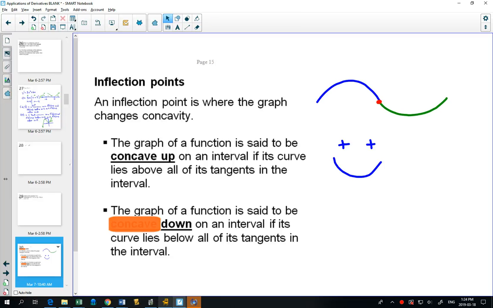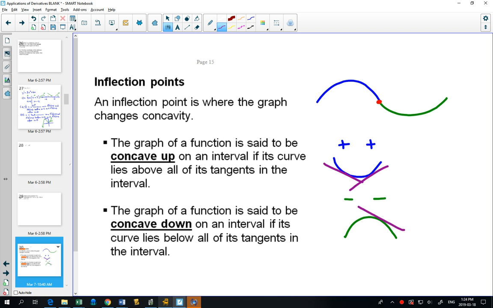The graph is said to be concave down. You're feeling down, you're sad, you're in English class, you know. Concave down. So what it means in this statement, it says if the curve lies above its tangents. So if I start drawing tangent lines on this one, can you see the curve is above the tangent line? If I draw one here, the curve is above the tangent line. But if I draw tangents on this one, the curve always is below the tangent lines.